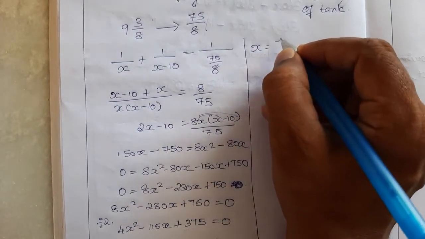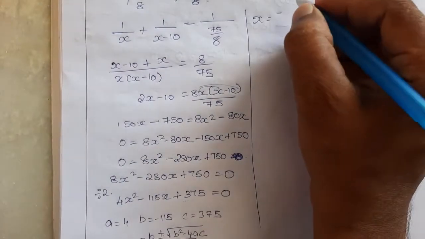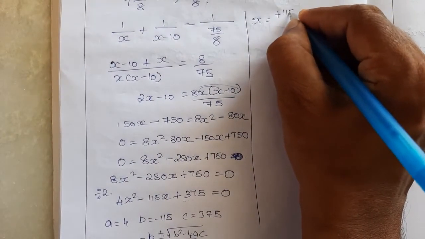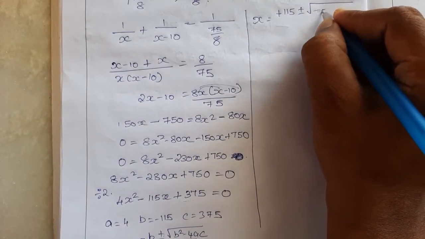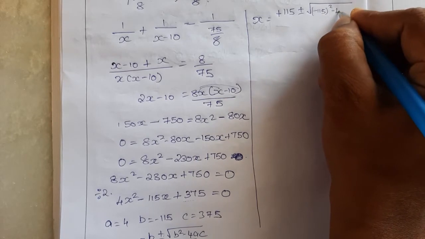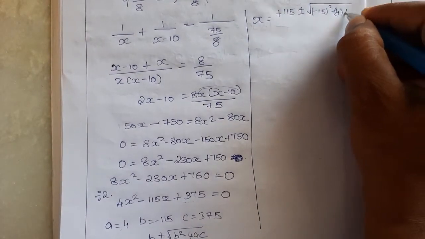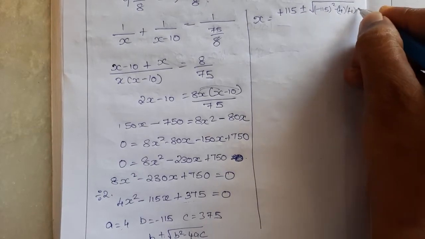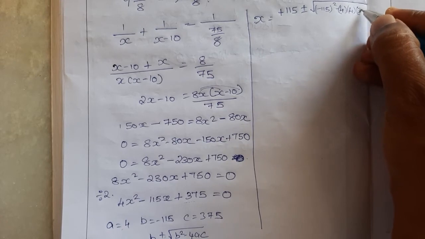x is equal to minus, can you see the b value is minus 115. So minus of minus 115 becomes plus 115 plus or minus square root of minus 115 the whole square minus 4 into a, which is 4, and c is 375.